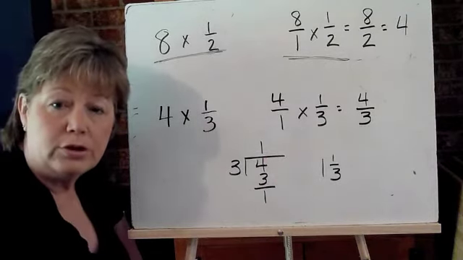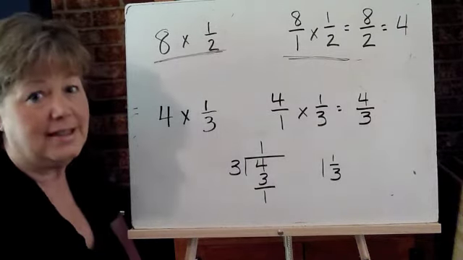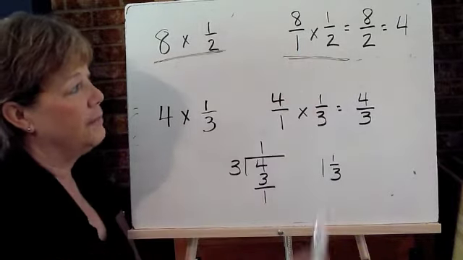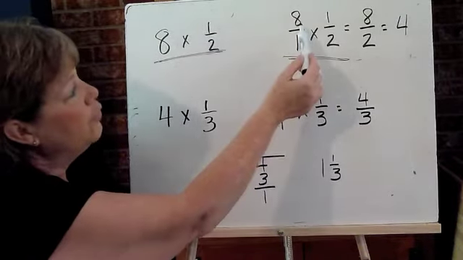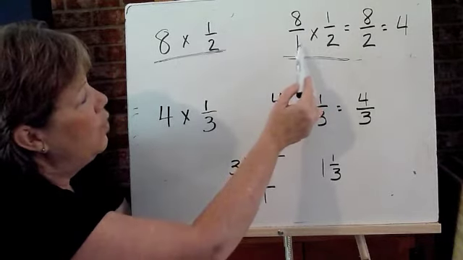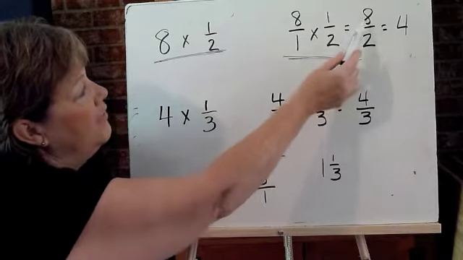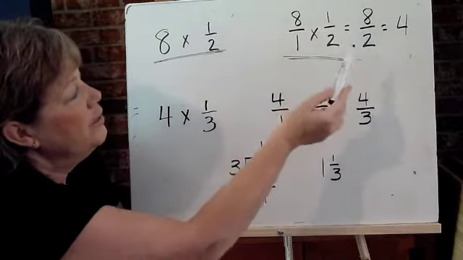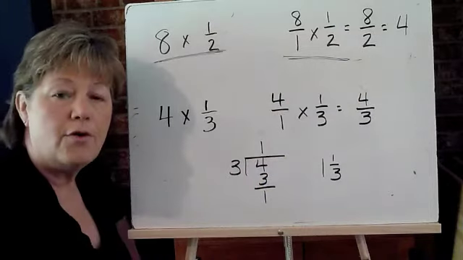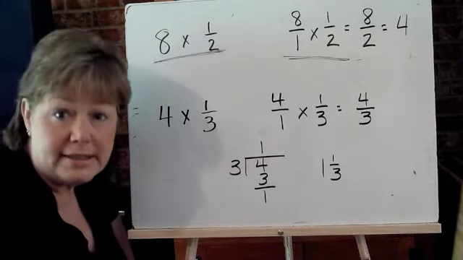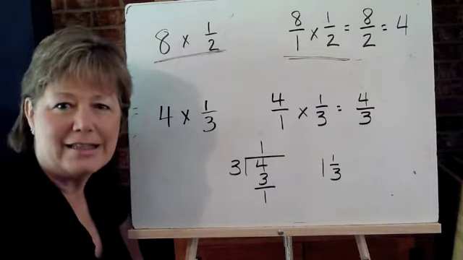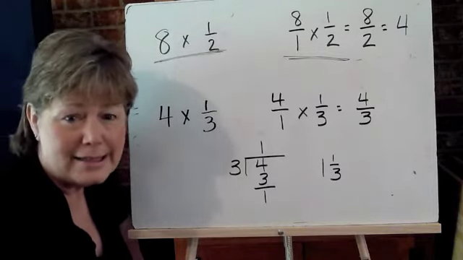I know the rule in multiplying fractions is I multiply the numerator, I multiply the denominator. So if I multiply across, 8 times 1 is 8, 1 times 2 is 2, I have 8 over 2. If I say 8 divided by 2, that equals 4. Pretty simple. But you know, all the problems aren't always that simple.